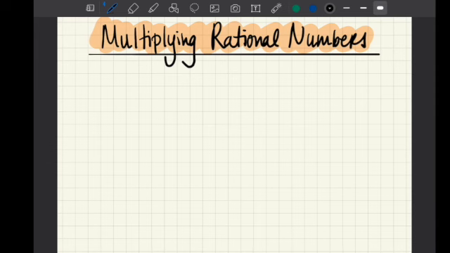Okay, today we're going to talk about multiplying rational numbers. Before we do that, I just want to remind you of a vocab word. The word is product. Okay, word is product.